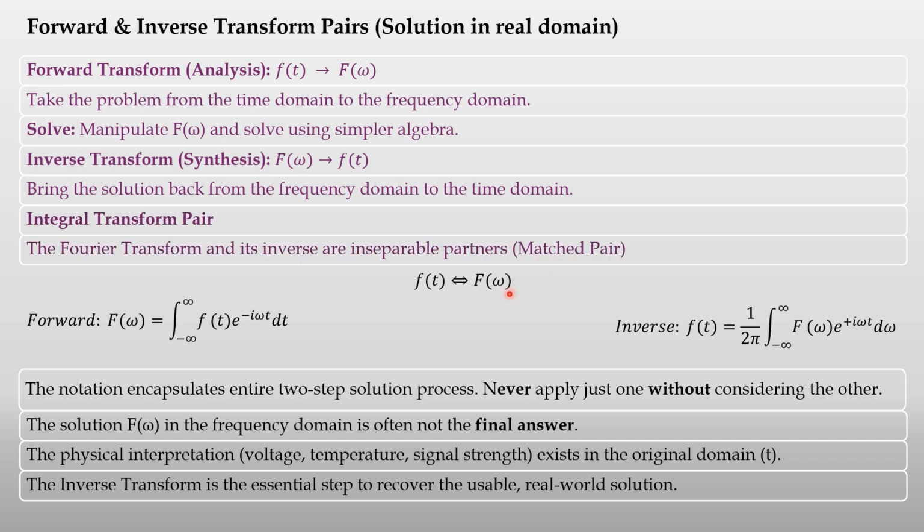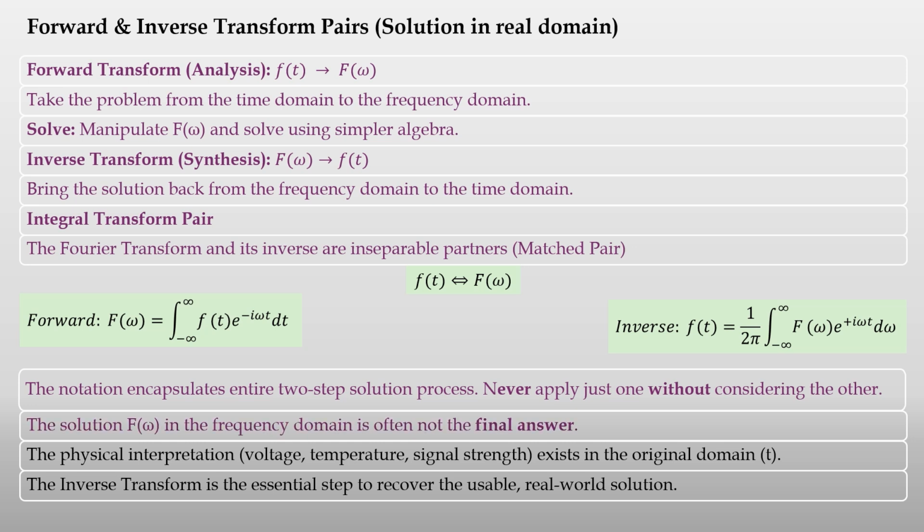f(t) is paired with capital F of omega. The forward transform uses the kernel e to the negative i omega t. The inverse transform uses its complex conjugate, e to the positive i omega t. They are mathematical opposites. One cannot exist without the other in the context of solving problems.